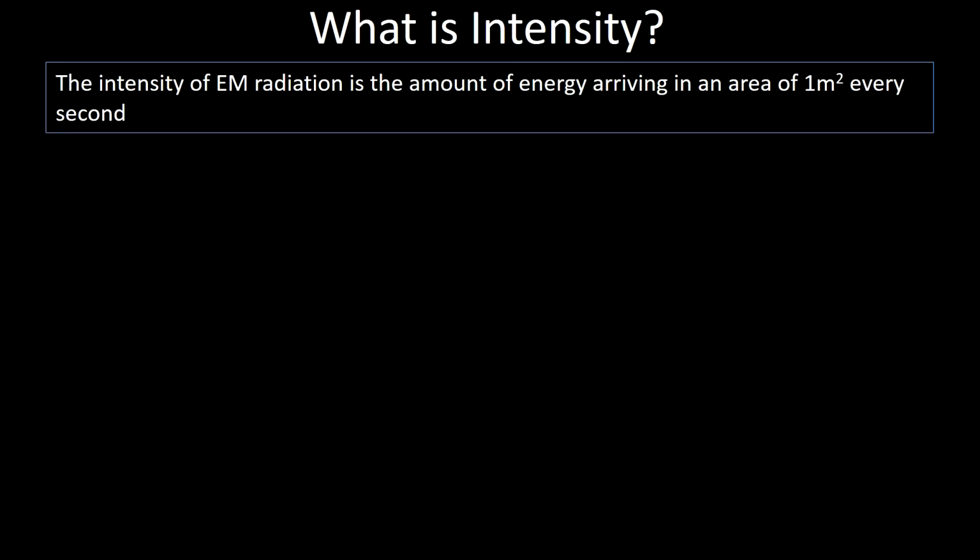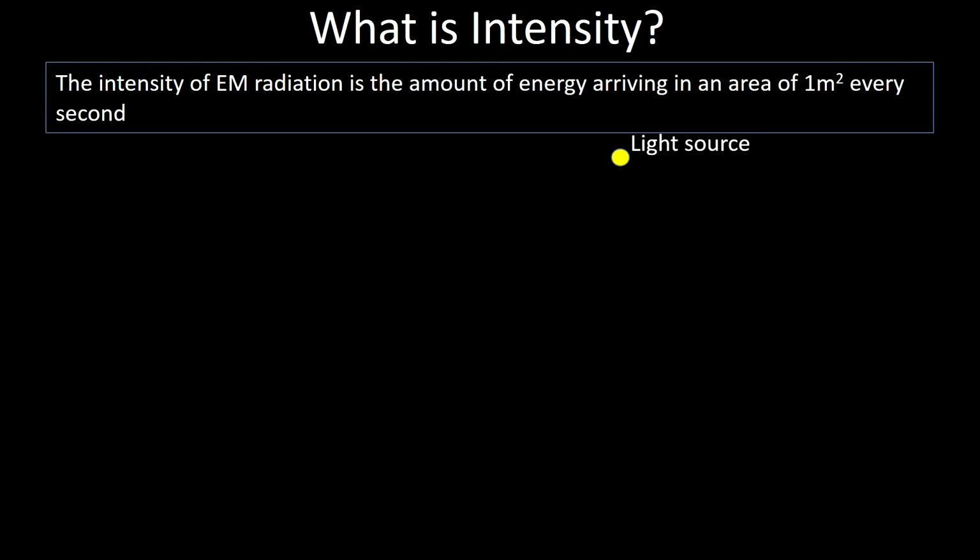Okay, so how do we relate that to intensity? Well, first of all, we need to know what intensity is. It's basically a measure of how strong or how bright the electromagnetic radiation looks. The technical definition is that it's the amount of energy arriving in an area of 1 meter squared every second. So the things that matter are how much energy there is in total and also how concentrated it is. If we focus the energy down into a smaller area, that will make it more intense.